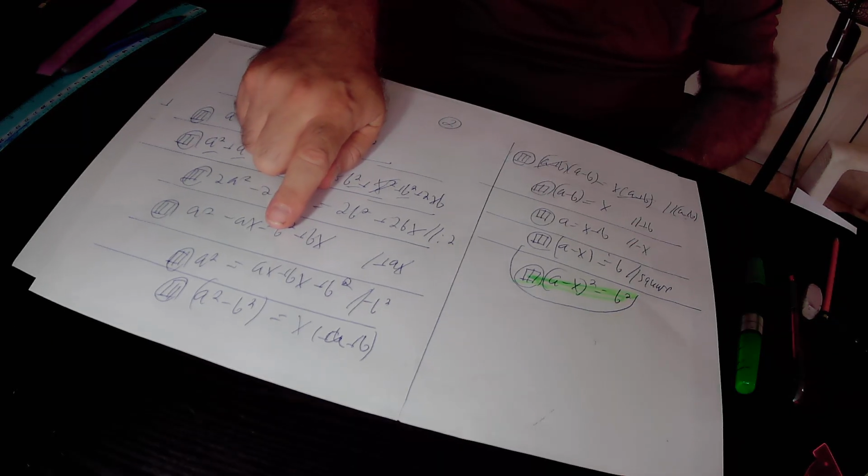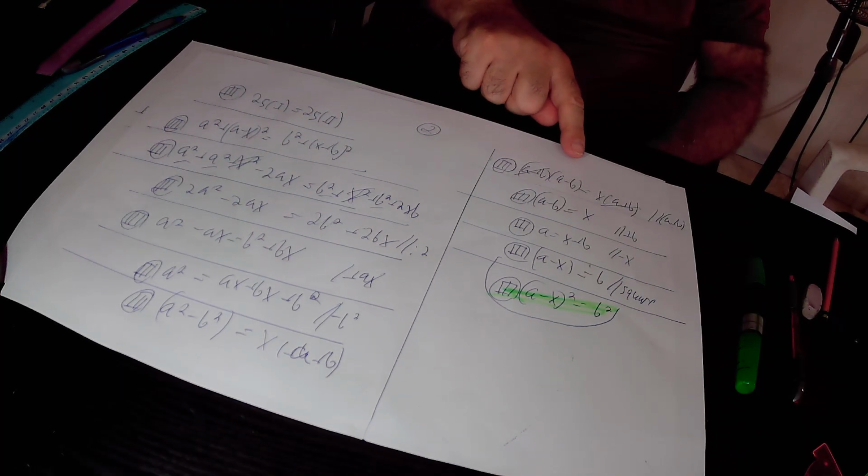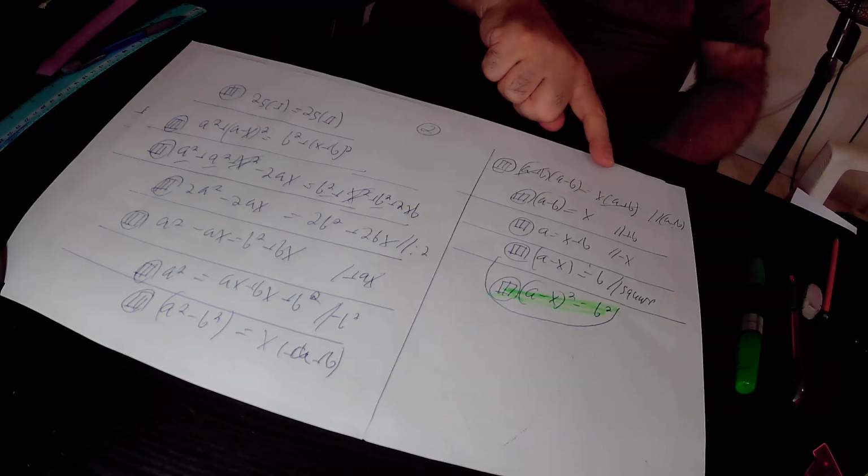Here we have the famous algebraic identity that states that A squared minus B squared equals (A plus B) times (A minus B), and it equals X times (A plus B).